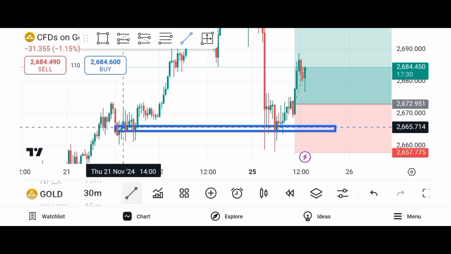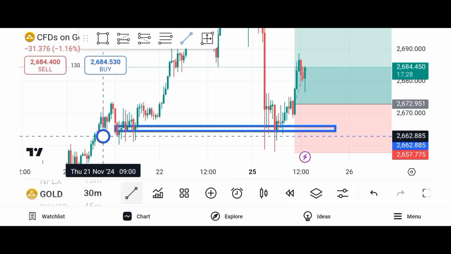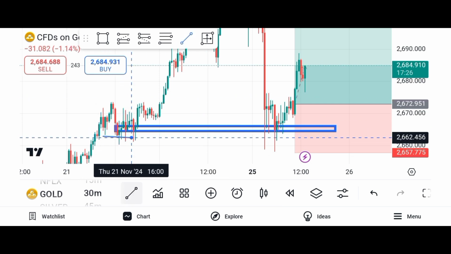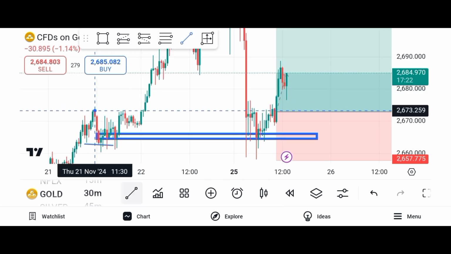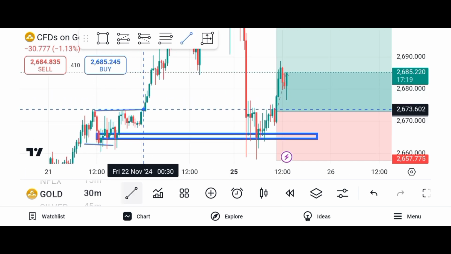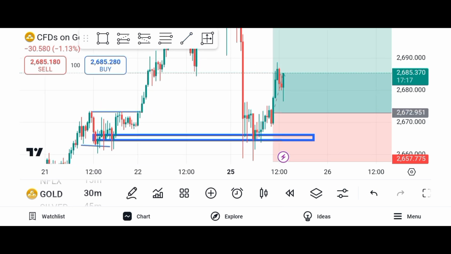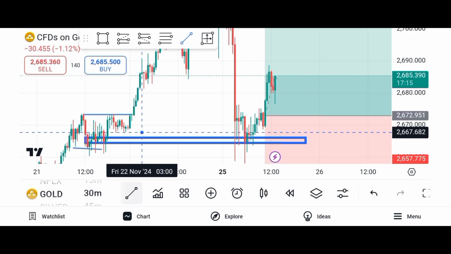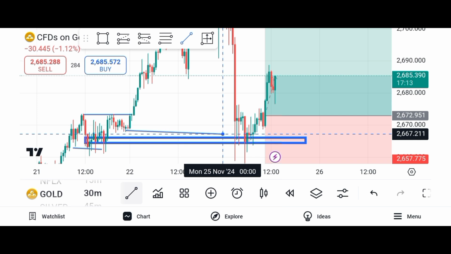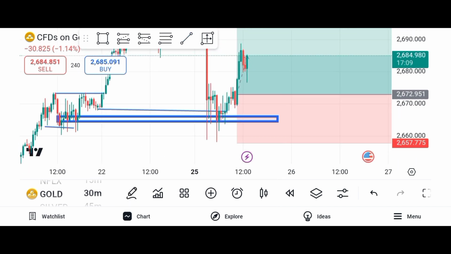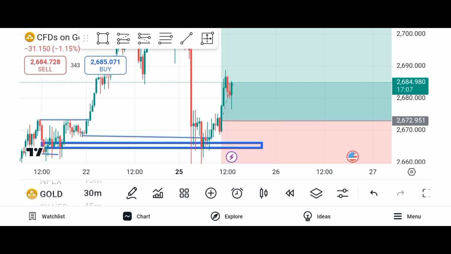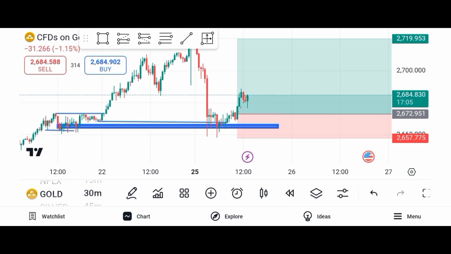So basically here there was a sweep of liquidity. Don't mind my sketch. And then there was a break of structure right here. After this break of structure, this was the structural liquidity. The market came to this point, took off this structural liquidity, and started pushing up in this fashion.